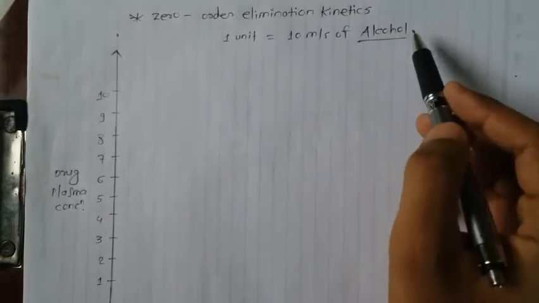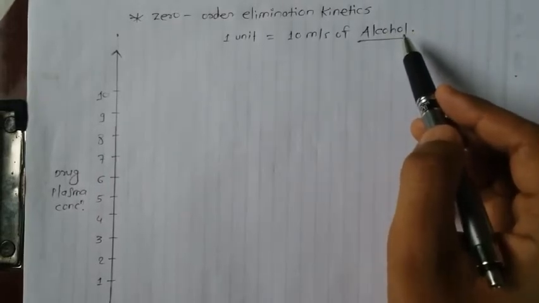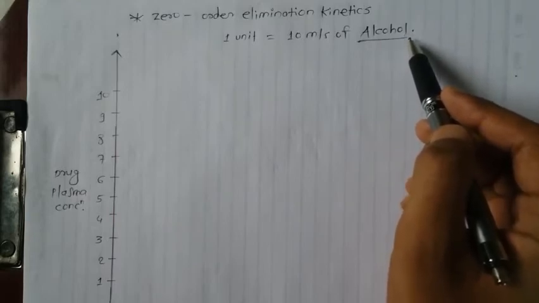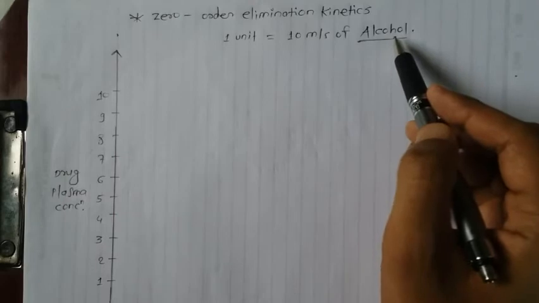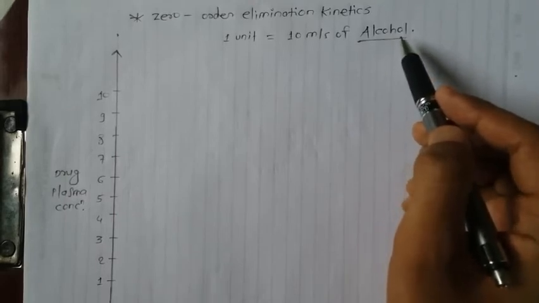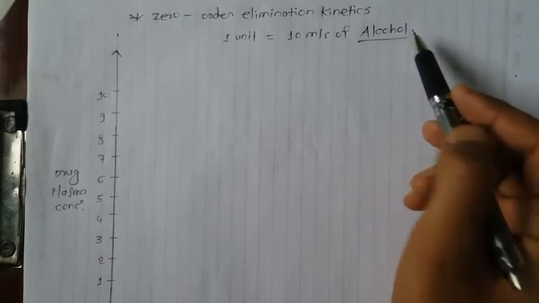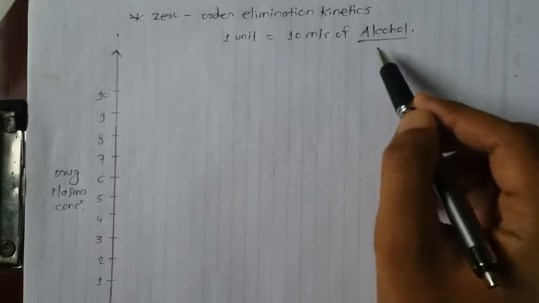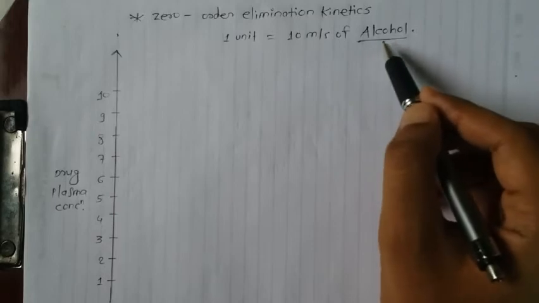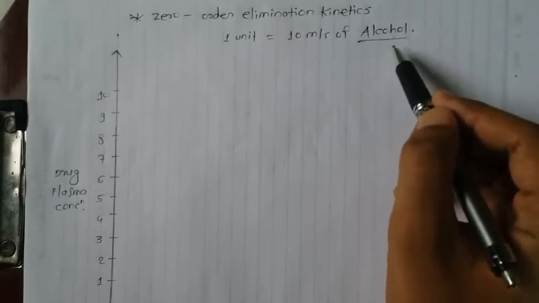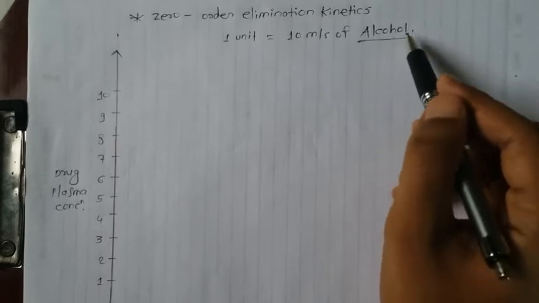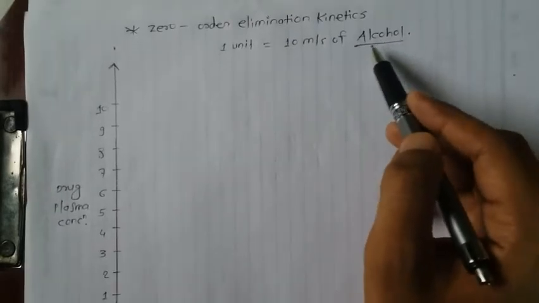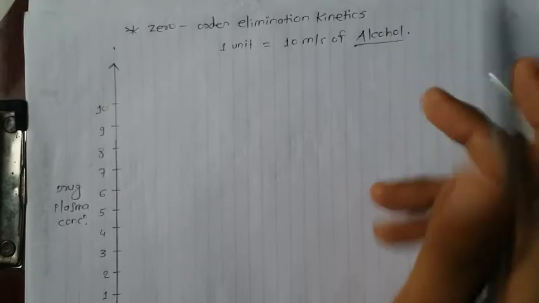Alcohol is metabolized in the liver by the alcohol dehydrogenase enzyme. So the alcohol dehydrogenase enzyme metabolizes the alcohol. This process is saturated, that is, the enzyme is in insufficient quantity, so it cannot break down alcohol, that is, it cannot metabolize alcohol at a fast rate. So it is a saturated process. So the metabolism, that is the elimination of alcohol, follows zero order kinetics.